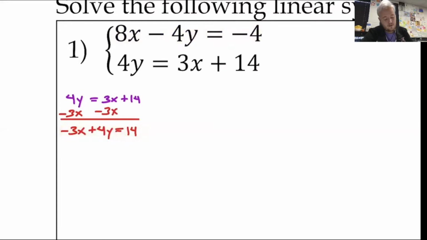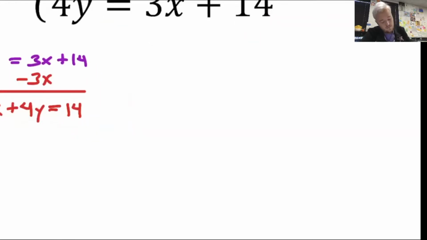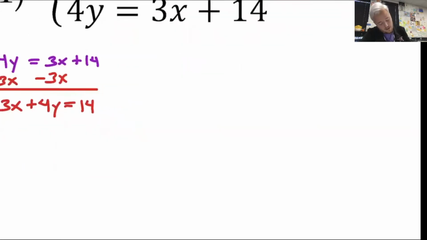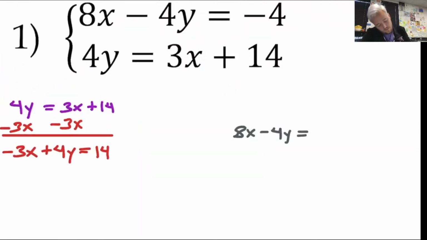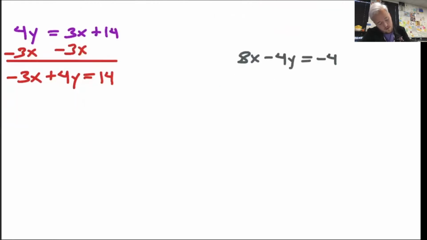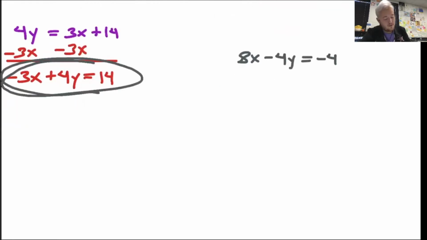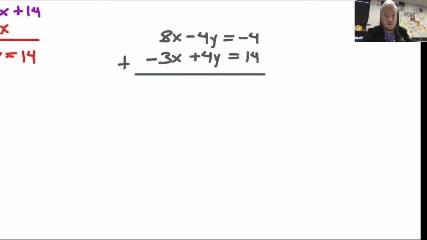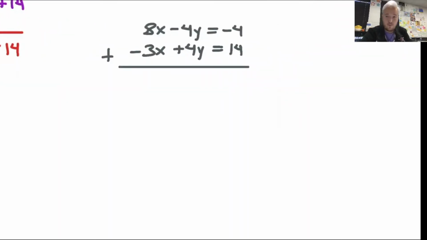So what I want to do is rewrite both of those equations so that I can do elimination. So I'm going to start off with 8x minus 4y equals negative 4. And then I'm going to bring over this equation that I just found. So negative 3x plus 4y equals 14. So now I want to do my elimination. So everything's lined up, everything's in standard form, so I'm good to go.